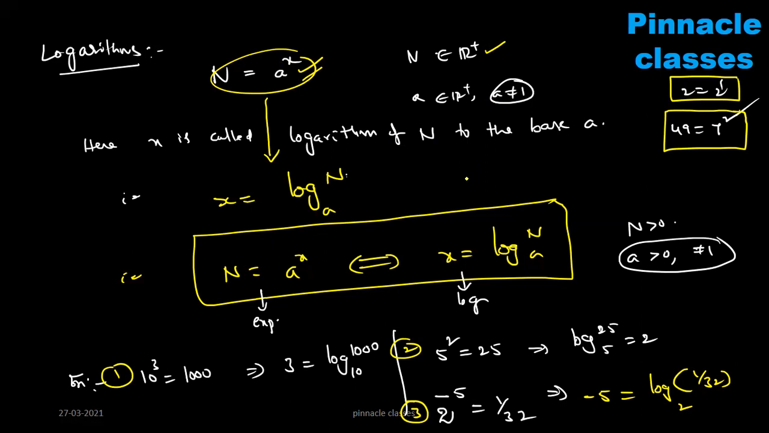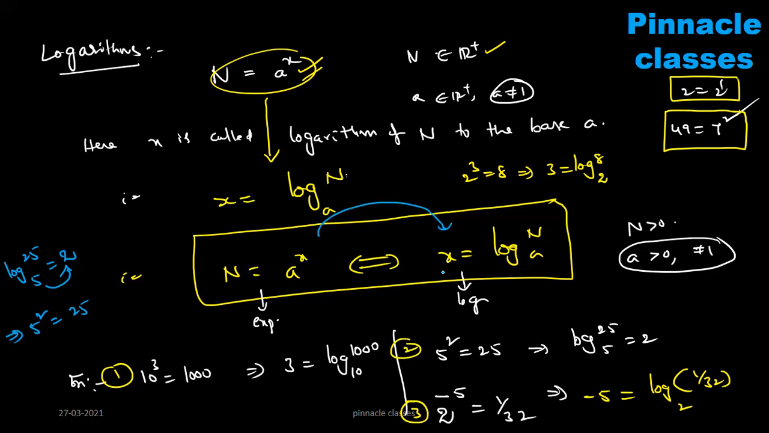See, I'm giving one more example. 2 cube is equal to 8. This is the exponential form. Then 3 is equal to, logarithm means what? Log 8 to the base 2. Suppose log 25 to the base 5 is equal to, how to write in exponential form? 5 square is equal to 25. That means every exponential form you can express in logarithm form. Every logarithm form you can express in exponential form.